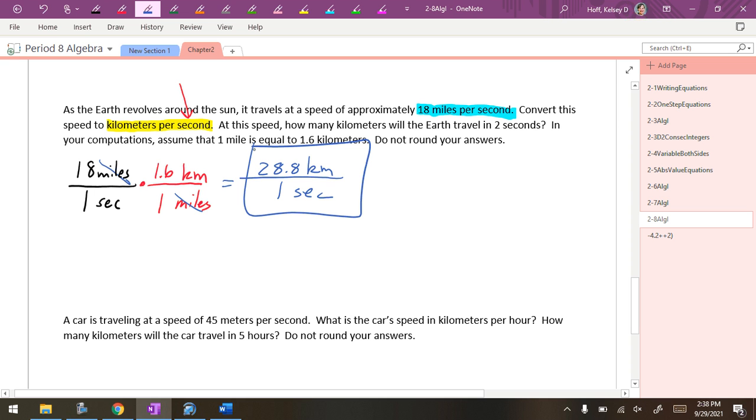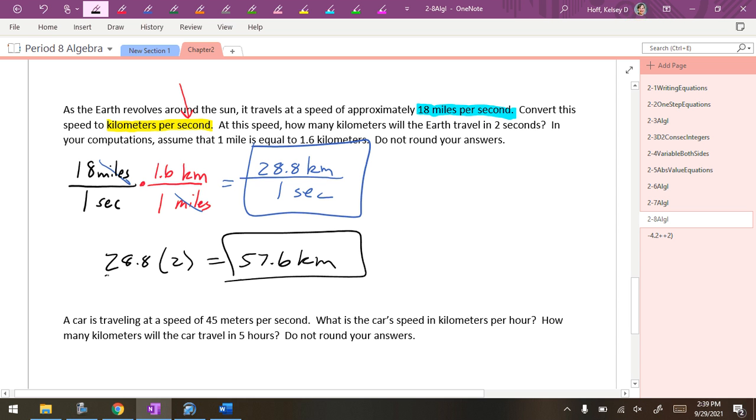How many kilometers will the Earth travel in 2 seconds? How do you figure that out? Times 2. 28.8 times 2 gives me 57.6 kilometers. Now this works. I should write this out with labels why this happens. 28.8 kilometers per 1 second. We took that times 2 seconds, which is really over 1. Seconds cancel seconds, and that's how you know your label.